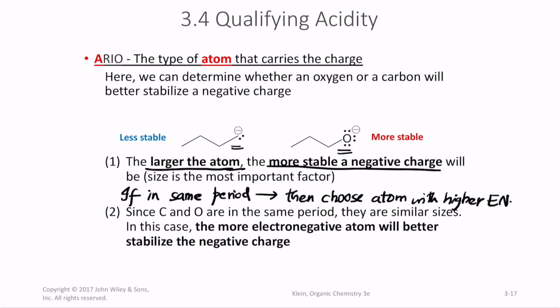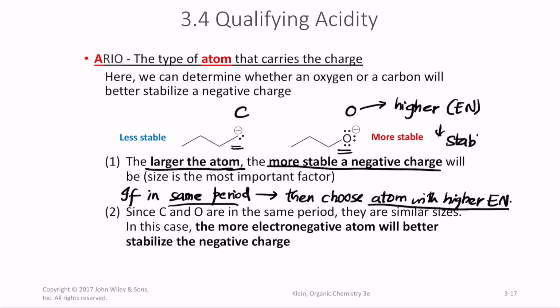If you are comparing two different periods, for example oxygen and sulfur, then you would choose sulfur because sulfur is larger. But when you are comparing carbon and oxygen, notice that both of them are in period 2, which means that we need another basis for deciding. If they are in the same period, choose the atom with the higher electronegativity. Between carbon and oxygen, oxygen has higher electronegativity, so it's generally going to be more stable.